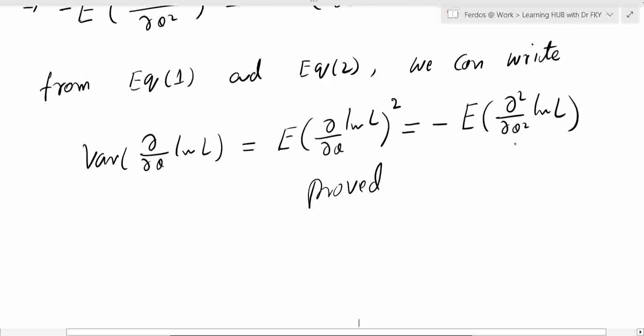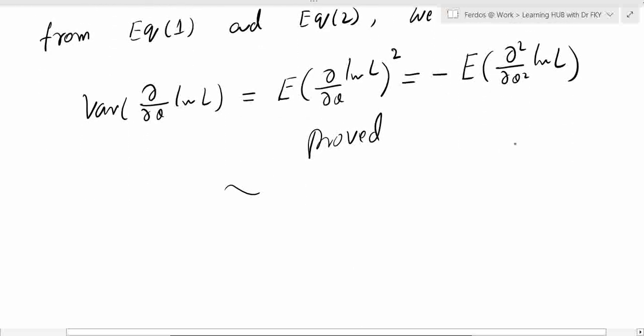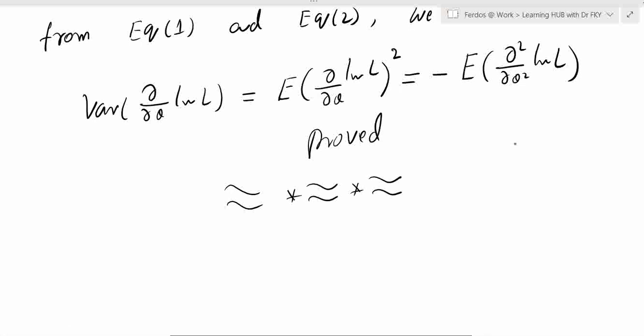So this is lemma 2, and we will use the results to find the lower bound of the variance. For the lower bound we need to use the Cramér-Rao inequality, which is also called the lower bound. I will write the statement of the Cramér-Rao inequality first.